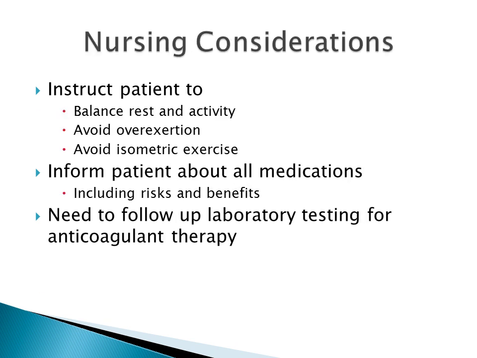Nursing considerations for pulmonary hypertension include instructing the patient to balance rest and activity, avoid overexertion, and avoid isometric exercise. Inform the patient regarding their medication and to follow up on laboratory testing for their anticoagulant therapy.